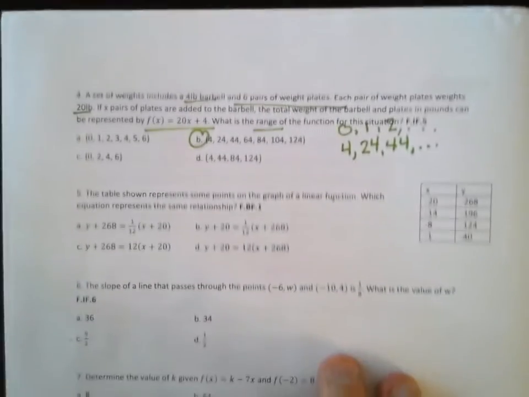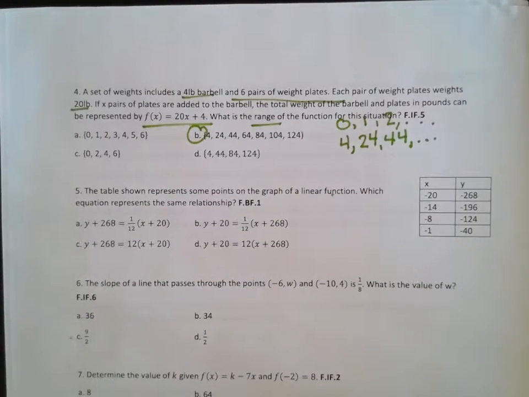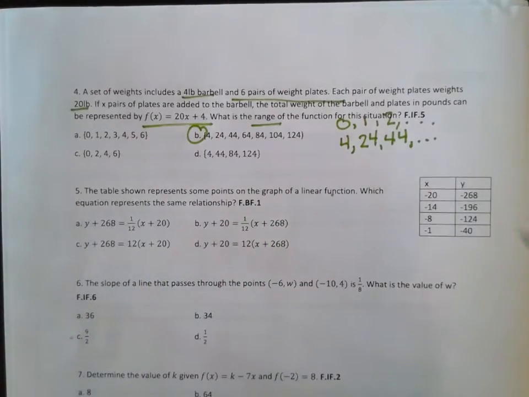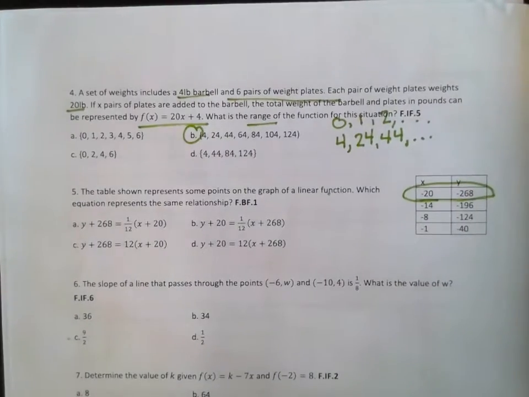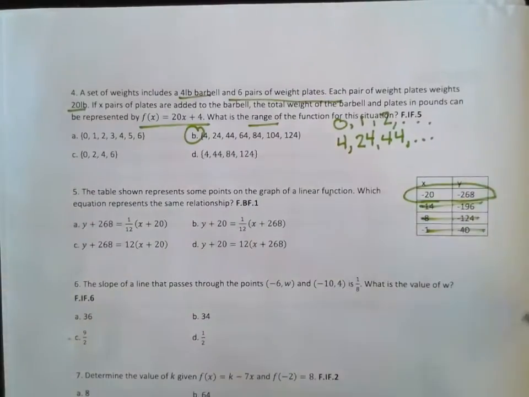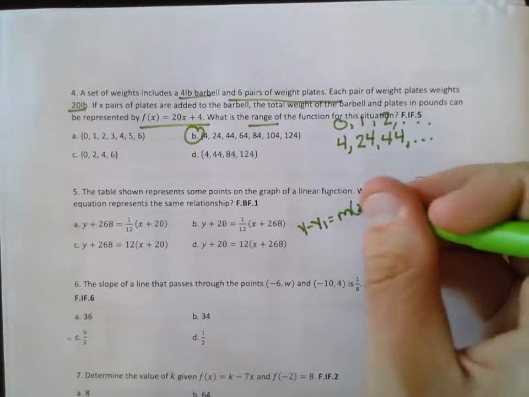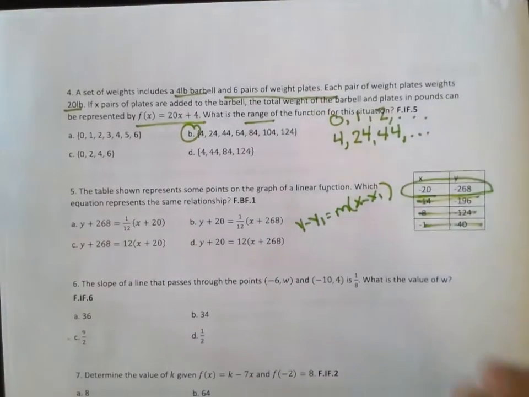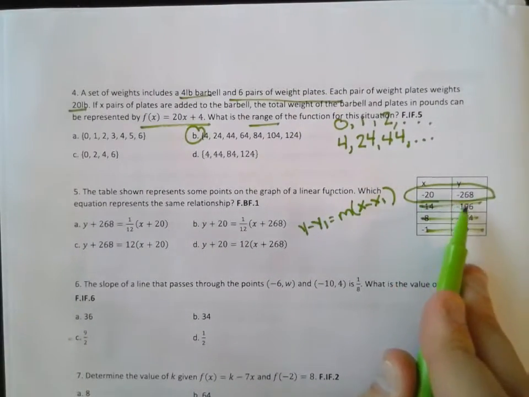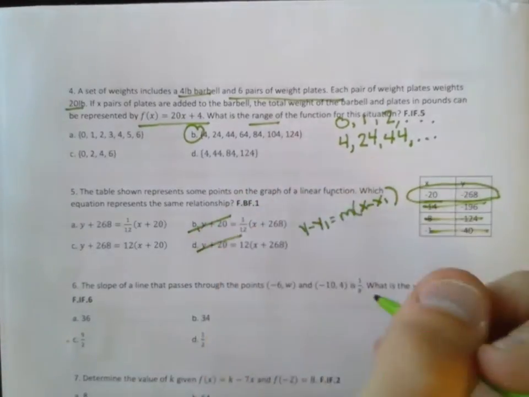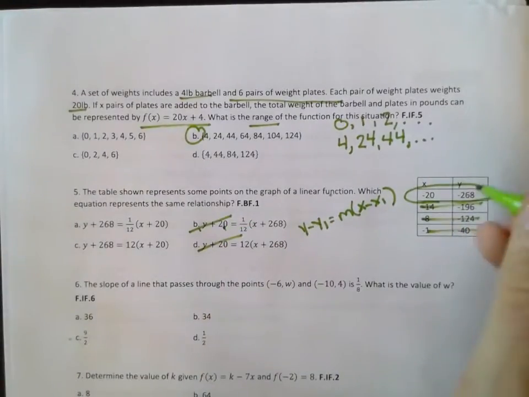Number 5. The table shown represents some points on the graph of a linear equation. Which equation represents the same relationship? Well, they're using 268 and 20. So that means they're using this point right here. So I actually don't care about these. Now remember, it's y minus y1 equals m times x minus x1. Now since they're using negative 20 and negative 268, we are not using B or D. B or D has 20 for the y value, but we know the 20 is the x value.